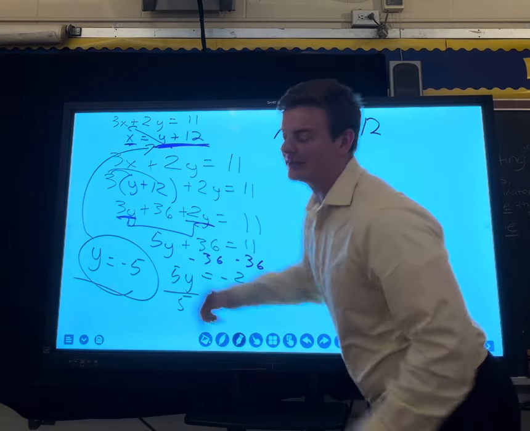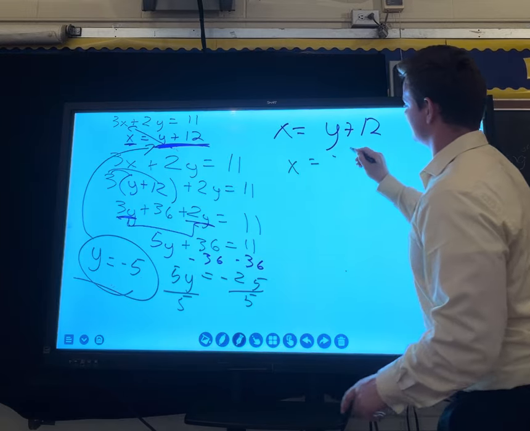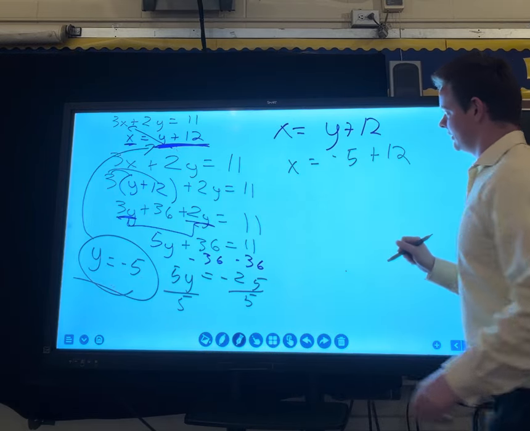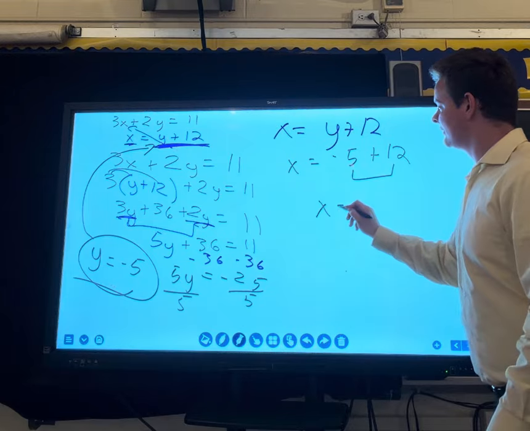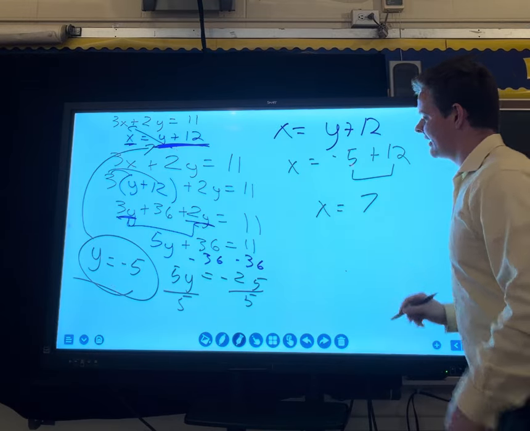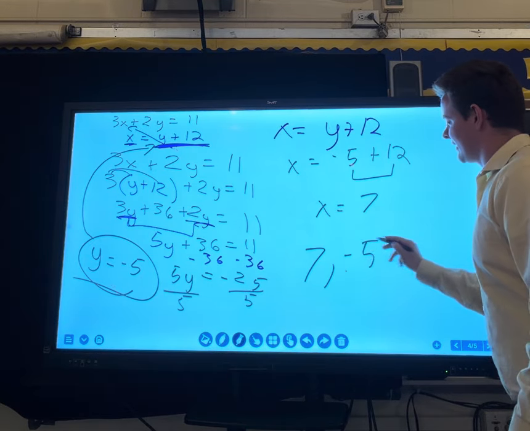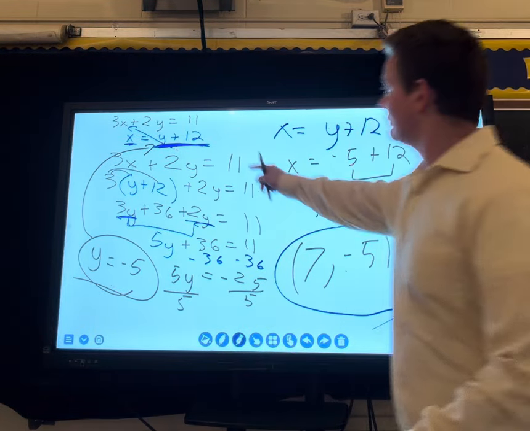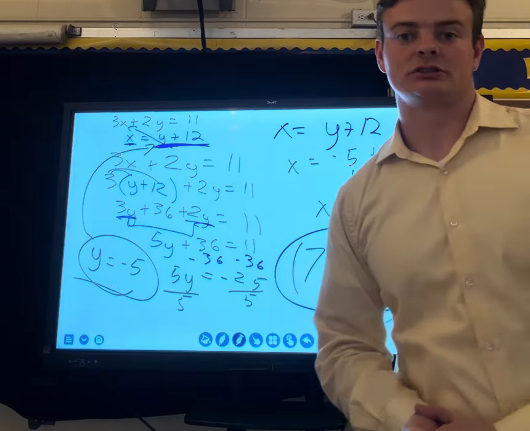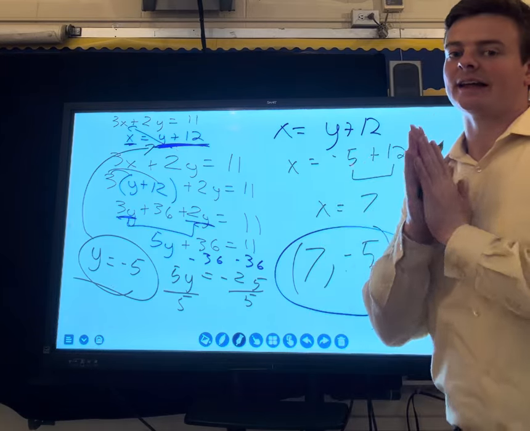I now know y is negative 5. X equals negative 5 plus 12. Because instead of y, I put negative 5. Negative 5 plus 12, that's just 7. So my final answer is 7, negative 5. That is where these two lines would cross. Hope that made sense. That's the substitution method.